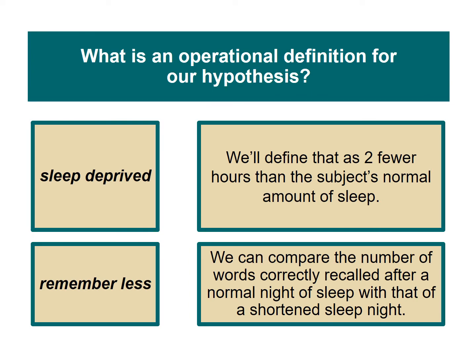So what's an operational definition for our hypothesis? If we've got sleep deprived, we'll define that as 2 fewer hours than the subject's normal amount of sleep. So we're being very specific with normal amount of sleep because we know everybody's normal amount of sleep differs. So being very specific, saying the subjects. And we've got the number 2 in there, quantity. What do we mean by remember less? An operational definition for remembering less could be we can compare the number of words correctly recalled after a normal night's sleep with that of a shortened night's sleep. So we're quantifying the number of words and the hours of sleep from a normal night and a shortened night.